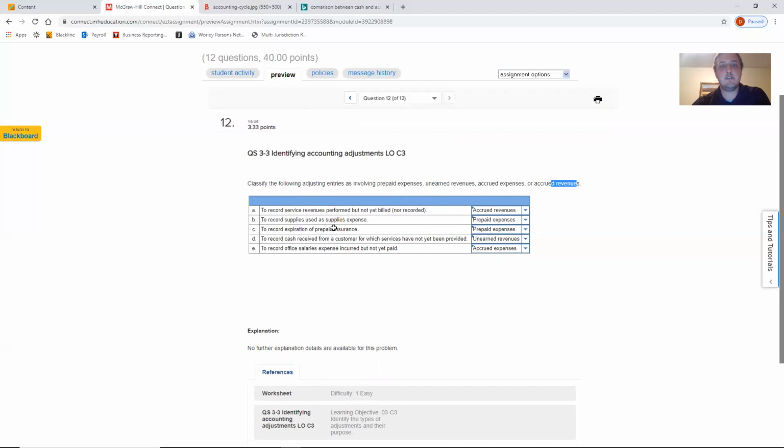To record supplies used as supplies expense. So again, we're dealing with that prepaid, is that we paid for those supplies up front and now we're using it. So the expiration of prepaid goes in the same category. And record cash received from a customer for which services have not yet been provided. So we have not yet provided it, meaning we didn't earn that cash yet. The liability. And to record office salaries expense incurred but not yet paid is the accrued expenses, because we incurred that expense, so we have to accrue it because we haven't sent the cash out yet.